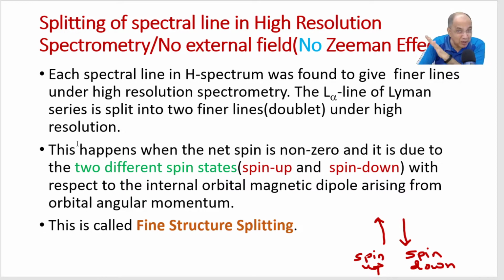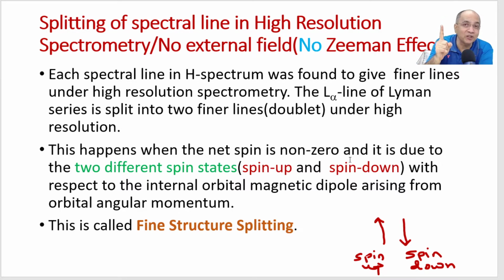Obviously, you must have guessed that this splitting into a doublet is due to the two possible spin states. One coming from the higher level with, say, anti-clockwise spin, and the other coming from the higher level with clockwise spin. So these two transition energies are slightly different, even if there is no external magnetic field. We'll note about that. This happens when there is a net spin. Net spin is non-zero. At least one unpaired electron has to be there.